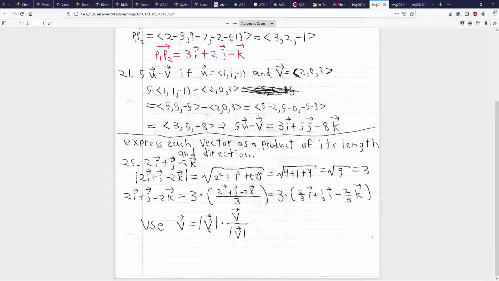V equals the magnitude of v times the vector v divided by the magnitude of vector v. So it's a divide, and then it's 3 times. You can keep it in this form: 3 times 2 thirds i plus 1 third j minus 2 thirds k. Keep them separate, and keep this 3 outside here.